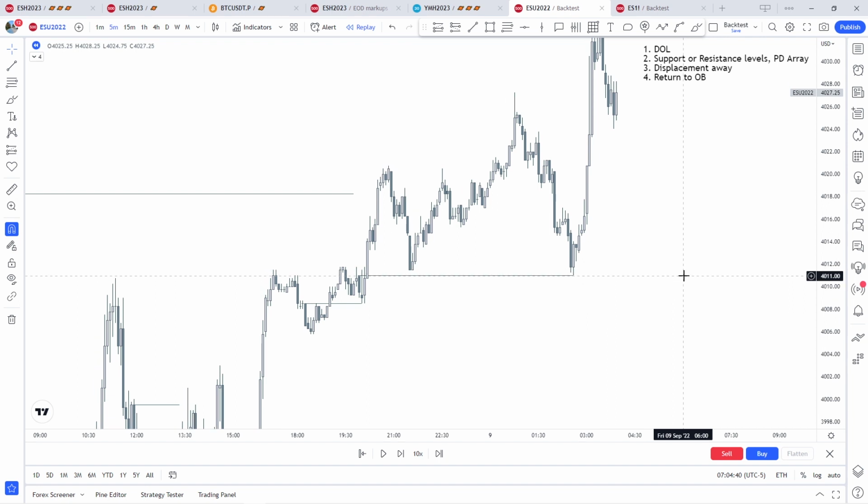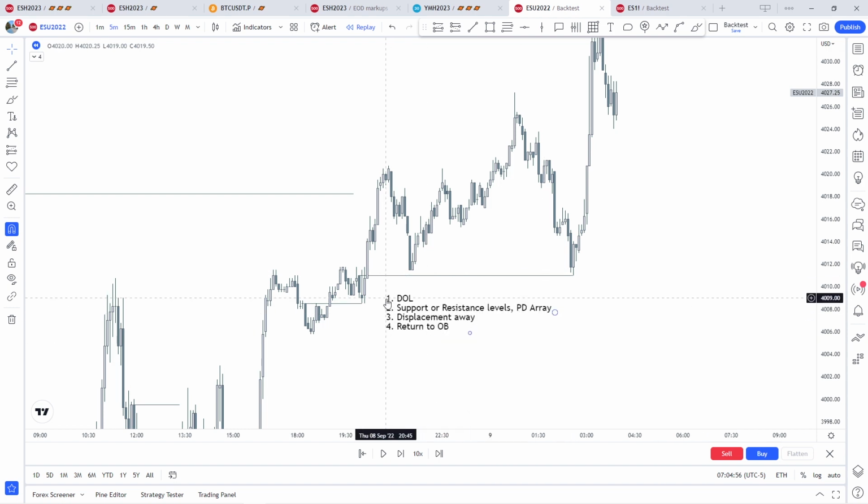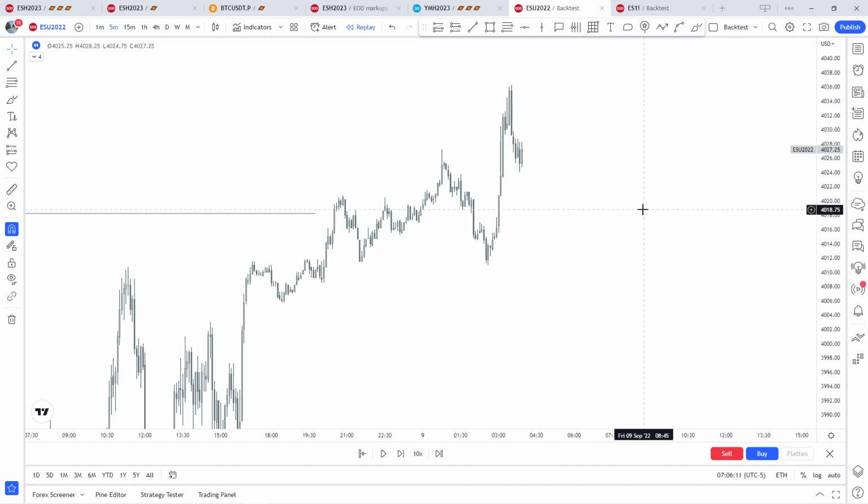So I hope this made some sense. I hope you go into the chart on your own and find it for yourself. Use these four things: draw on liquidity, support or resistance levels, aka your PD arrays, the displacement away from the previous PD array, then return to order block. That's it. I hope you found this insightful. I hope you learned something from it.